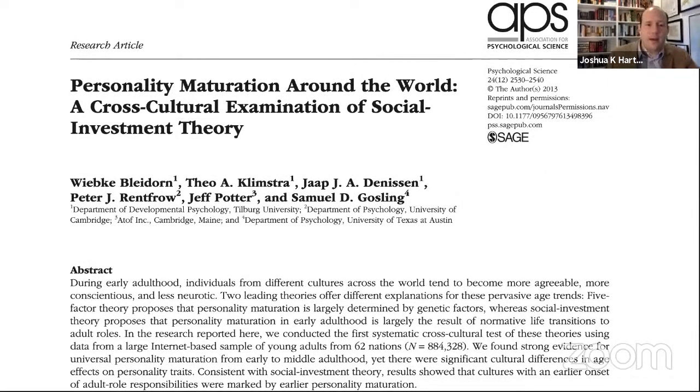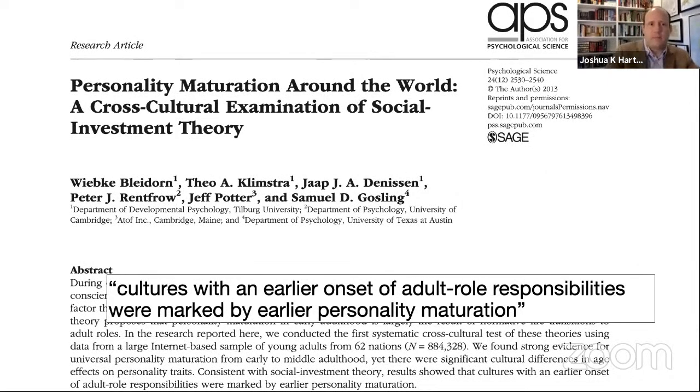And they didn't have a really succinct graph, but the takeaway is cultures with an earlier onset of adult role responsibilities were marked by earlier personality maturation. So people tend to hit whatever their adult Big 5 personality is going to be at an earlier age in places where you basically become an adult earlier. Which is not necessarily shocking, although it wouldn't have been shocking if it was the other way around.